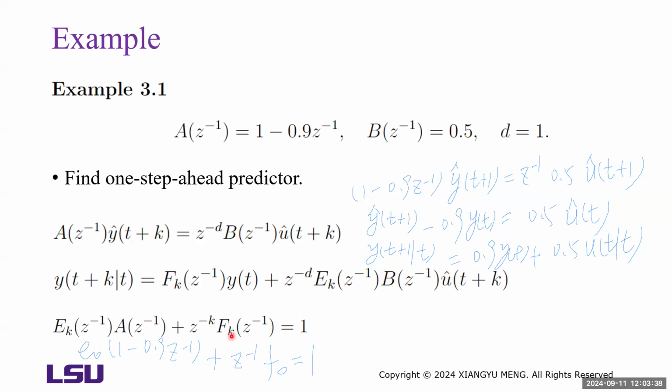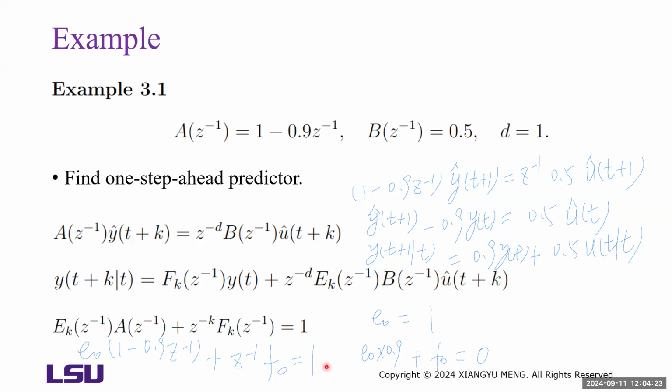To solve this equation, we just need to compare the coefficients of the polynomial on both sides. For the constant term, on the left-hand side we have E0, which is the only constant term. On the right-hand side the constant is 1. Then for the coefficient of z negative 1, we have E0 times 0.9 plus F0. This is the coefficient of z to the power negative 1 on the left-hand side. On the right-hand side it will be 0. We don't have any z negative 1 term, therefore the coefficient is 0.